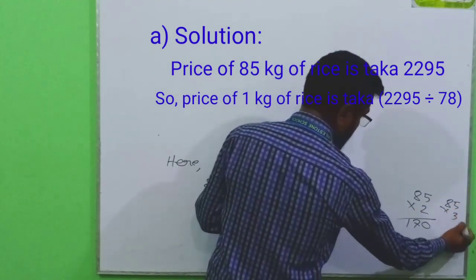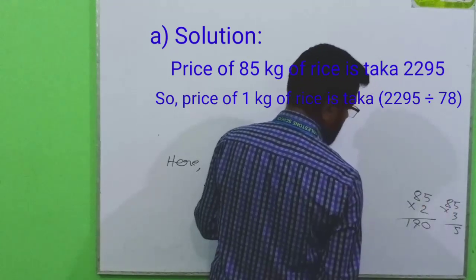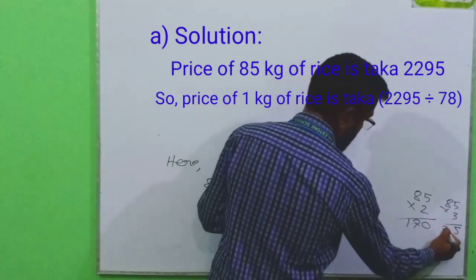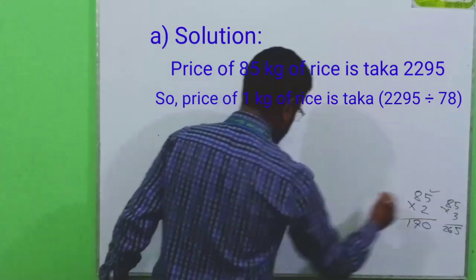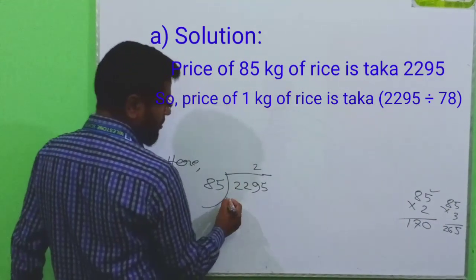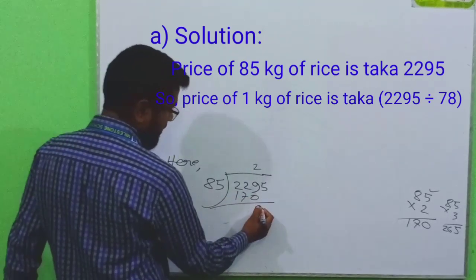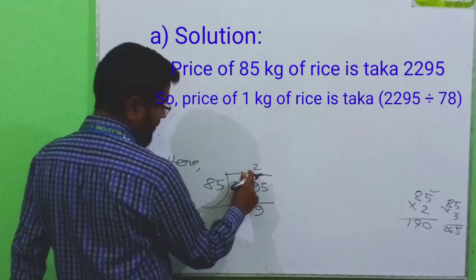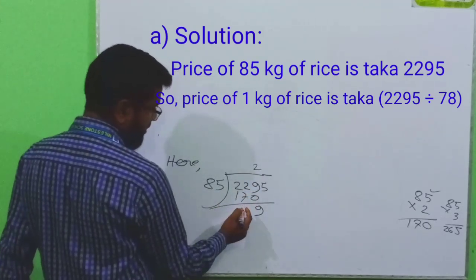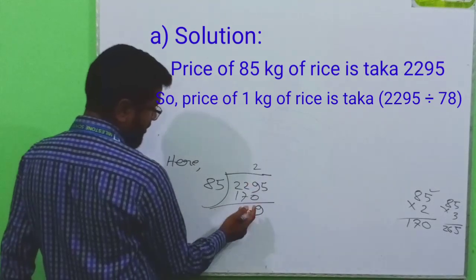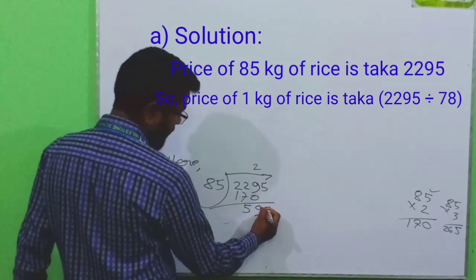85 multiply 3. 3 5 za 15, 3 8 za 24, and 1 is 26. Oh, it is bigger. So we have to take this one. 2 times it will go. So 170. Subtract it, 9. Then go for subtract. It is 12. 2 become 12 minus 7. It become 5. So bring down 5.